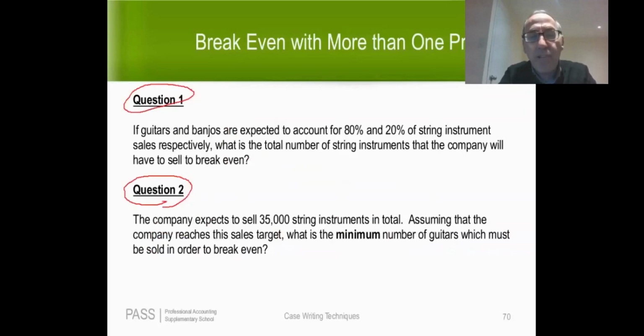If guitars and banjos are expected to account for 80% and 20% of string instruments, respectively, what is the total number of string instruments the company needs to sell to break even? Remember I mentioned earlier that in order to do a break even when you have more than one product, you need to know the breakdown of sales for each product. So here I'm telling you what the breakdown is. 80% will be guitars, 20% will be banjos.